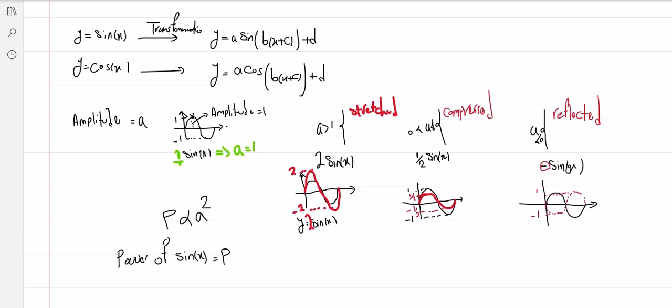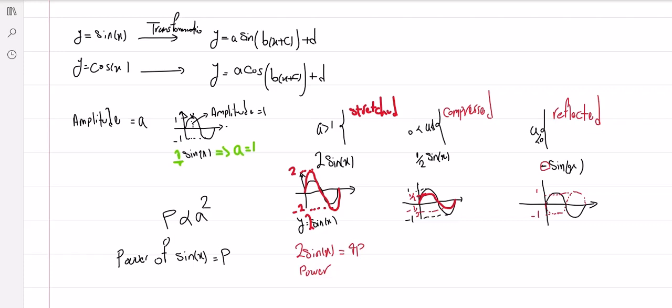So the new function, which is 2 sine of x, has the power of 4p. So the power of this wave would be equal to 4p. Now let's look at the second example.